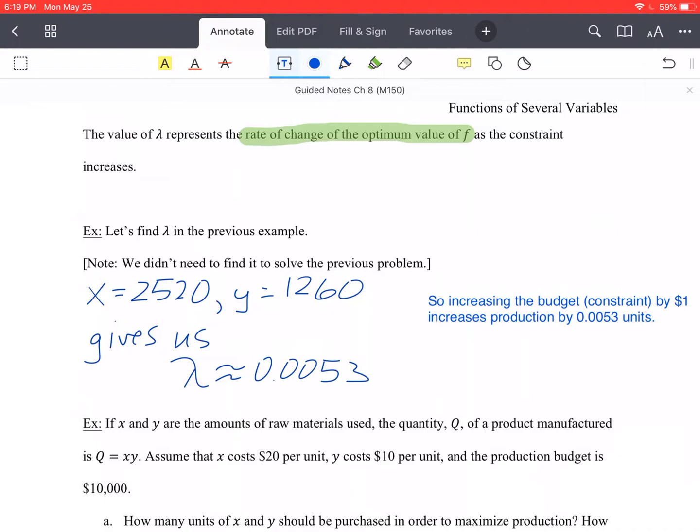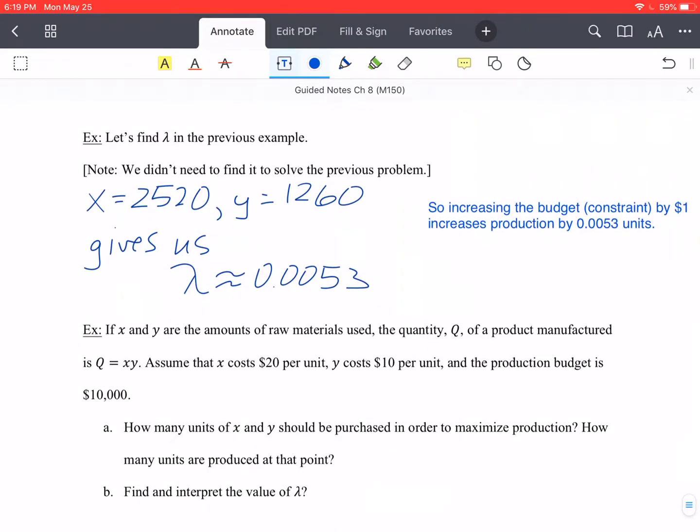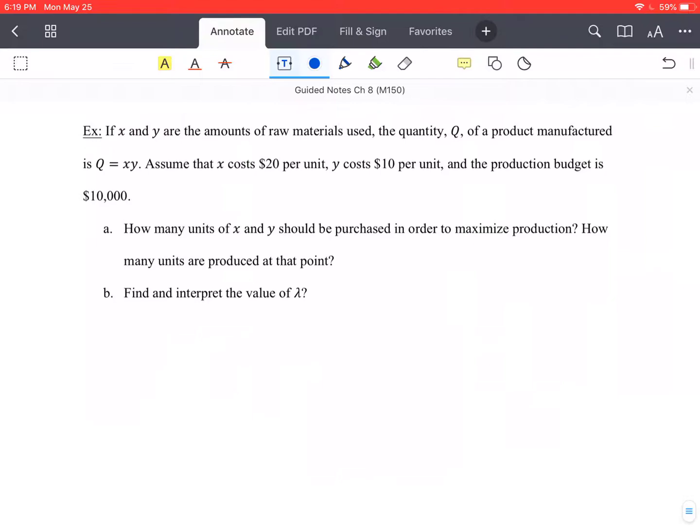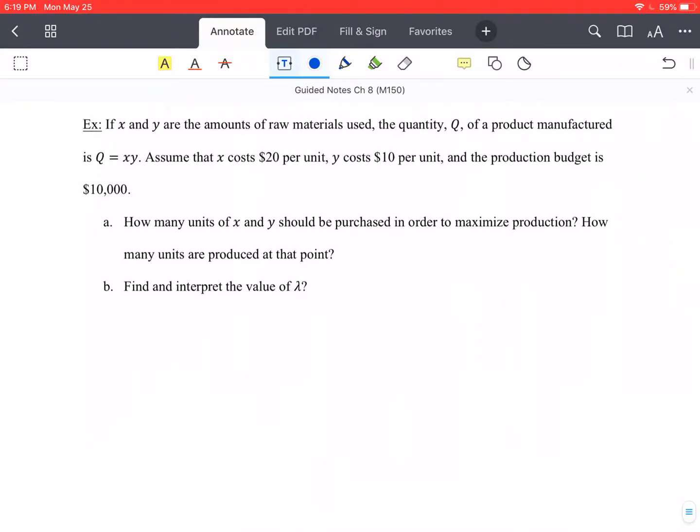So let's look at one more example. If x and y are the amounts of raw materials used, the quantity Q of a product manufactured is Q equals x times y. Assume that x costs $20 per unit, y costs $10 per unit, and the production budget is $10,000. How many units of x and y should be purchased in order to maximize production, and how many units are produced at that point? And then we'll find and interpret the value of lambda afterwards.